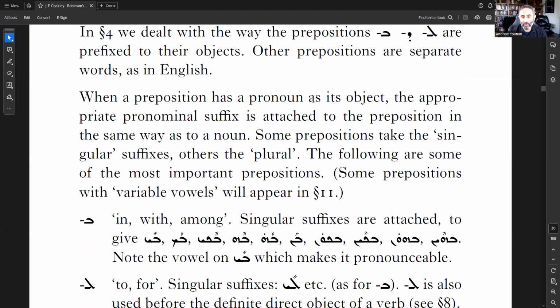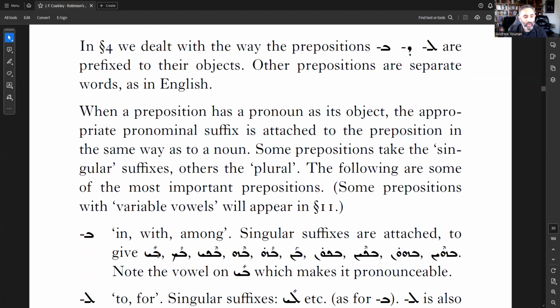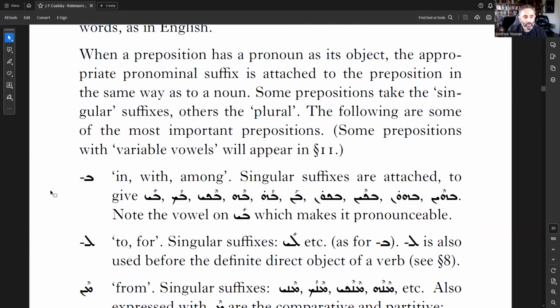When a preposition has a pronoun as its object, the appropriate pronominal suffix is attached to the preposition. So you're going to take some words and attach the endings that we learned last chapter, in the same way as to a noun. Some prepositions take the singular suffix, others the plural. The following are some of the most important prepositions. This is another reason why I don't like calling these singular and plural endings. The ones that take the singular doesn't mean there's anything singular about them, and the ones that take the plural doesn't mean there's anything plural about them. They're just taking those endings.